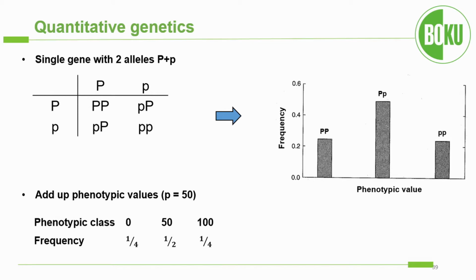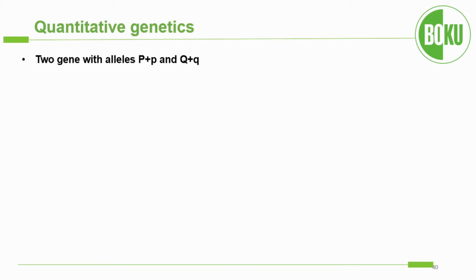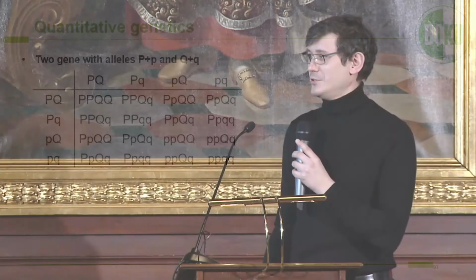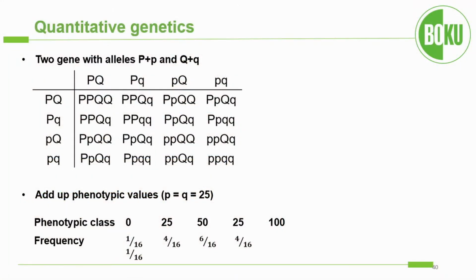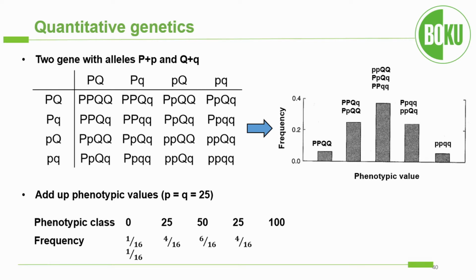Now you can just continue with this exercise and say we don't have one gene, but two genes, with alleles large P, small p, and large Q and small q. If you cross them among each other and look at the progeny, you can already see 16 different genotypes. Then just repeat this exercise and assign phenotypic values to each of these alleles, now let's say 25. If we plot this again and how often each phenotypic value occurs, you can see this comes closer to the distribution we have seen beforehand.